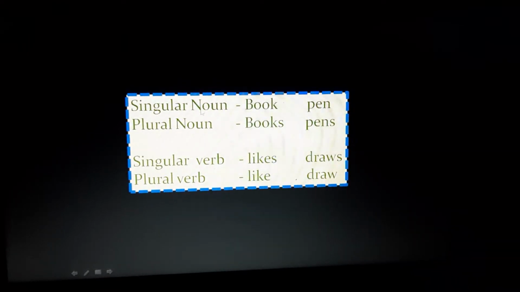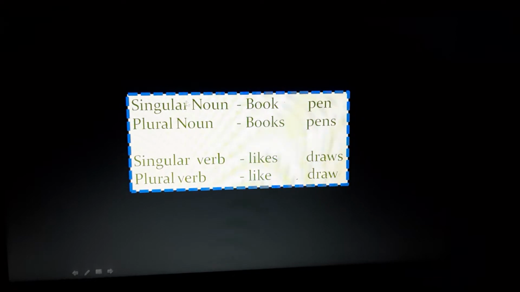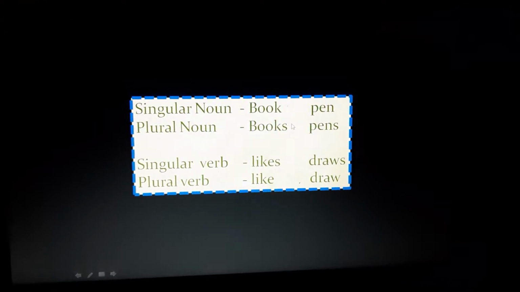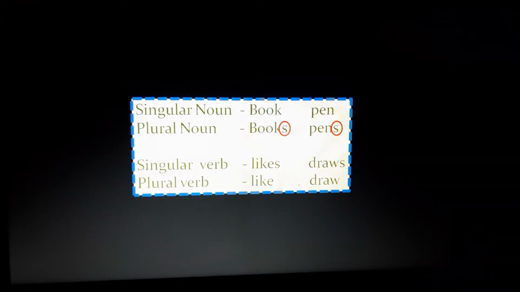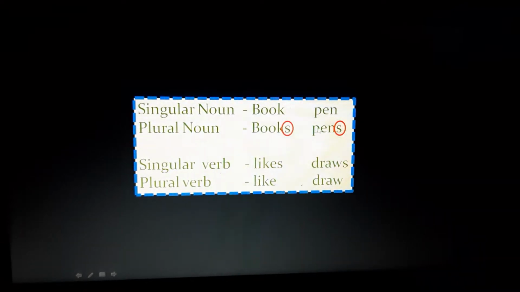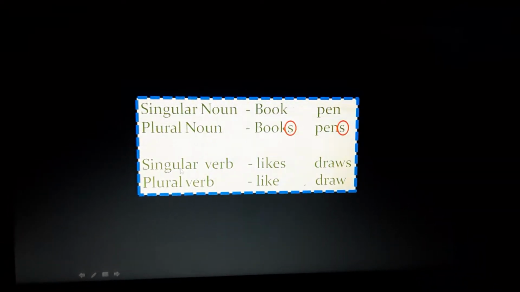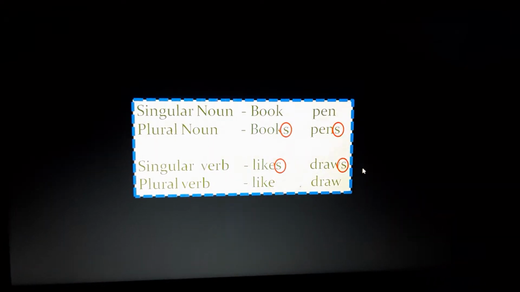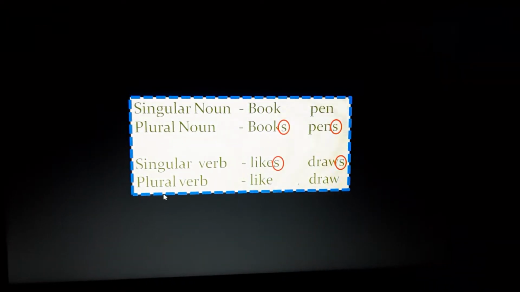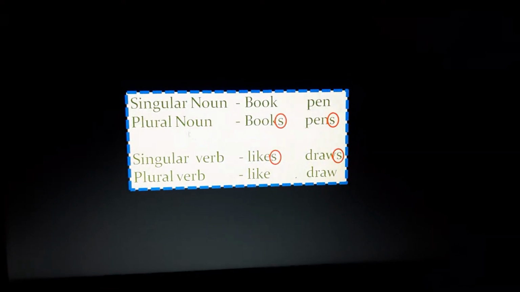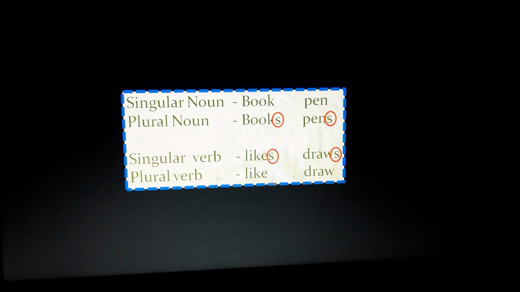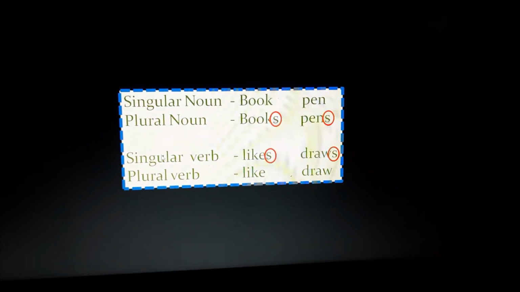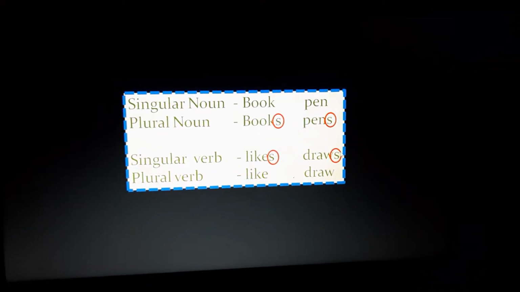Consider nouns and verbs. When we think of singular nouns like book or pen, the plural noun forms will become books and pens. We will have an S here to make it plural. In case of verbs, singular verbs like likes and draws have S, but the plural form of the verbs doesn't have S. So for nouns and for verbs, it is exactly the opposite. Plural nouns have S and singular verbs have S. This is very important to remember.